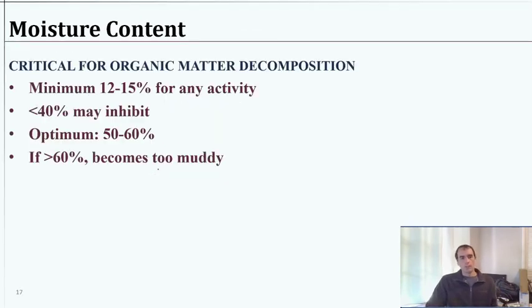Okay, so for moisture content, what we typically are looking for is at least 12 to 15%. That's required for any biological activity to be happening. If we have less than 40% moisture content, then we may have a situation where the biological activity is inhibited. So really we're going to want more than 40. Optimum is 50 to 60. And if you get too much above 60, it's going to be too muddy. That's when you would want to dewater and maybe bulk it some more.